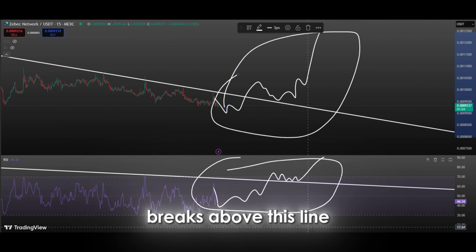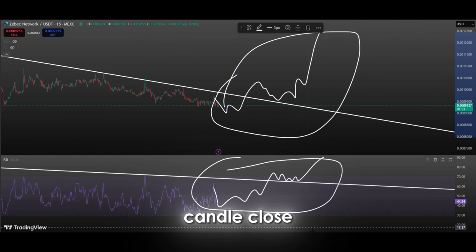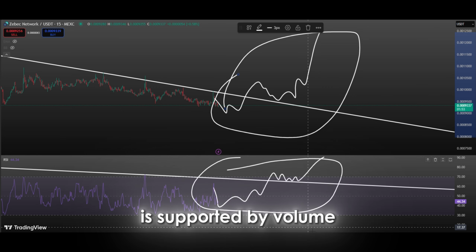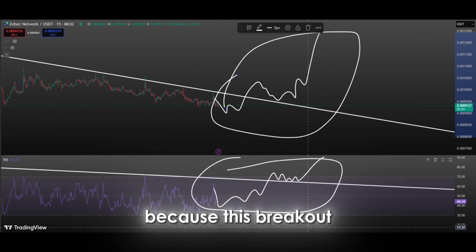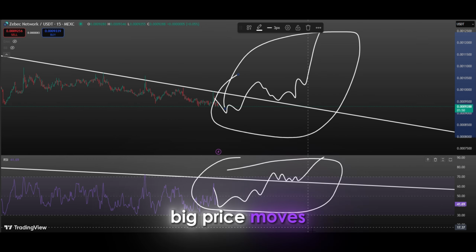If the RSI breaks above this line with a strong candle close and this breakout is supported by volume, it will open the way for a huge bullish potential. Therefore, it is necessary to follow the movements of the RSI very carefully in the coming days, because this breakout could be the beginning of the long-awaited big price moves.